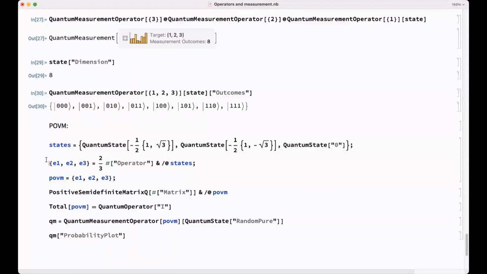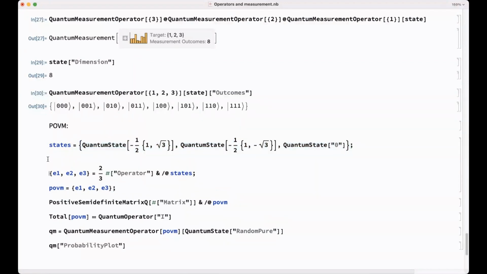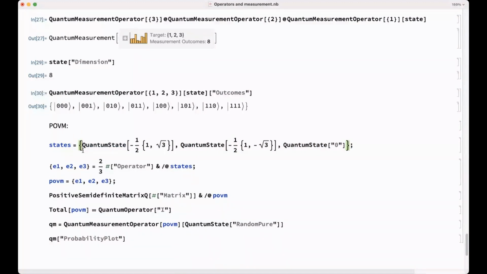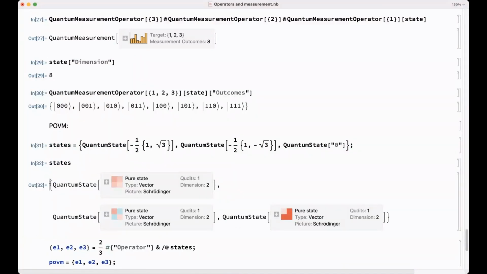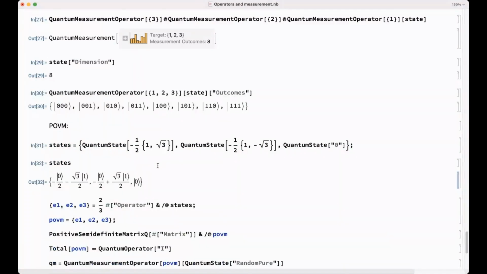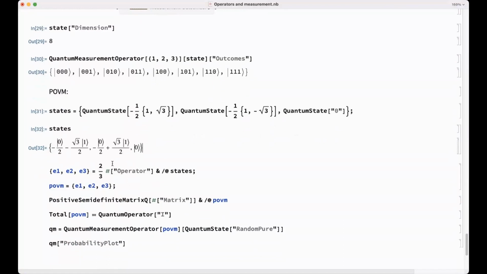I hope you remember the states that you see here. This was one of the problems that we did during the last sessions, the trine states. And I told you, these are very interesting for POVMs. So what we are doing here, we have a bunch of states. Remember, it's a two-dimensional system, but we have three states. And these states are not orthogonal. There is an overlap between them. You can easily see that.